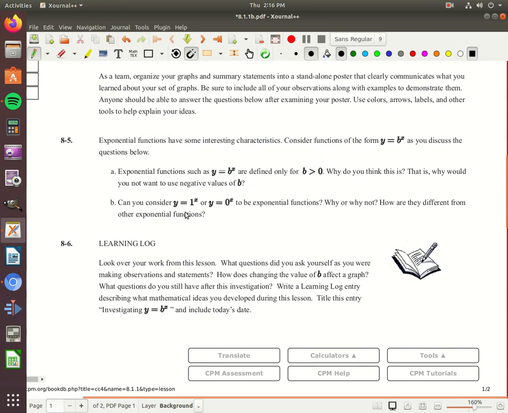And can you consider y equals 1 to the x or y equals 0 to the x to be exponential functions? I personally would say yes. I mean, there's still that kind of equation. We don't get that curved shape, but to me, that's just part of a caveat of an exponential function. I think the book disagrees with me on that, and they say that they're not really considered exponential functions because we don't get the curve. So whatever. It is what it is, but hopefully we feel pretty comfortable with those curves.